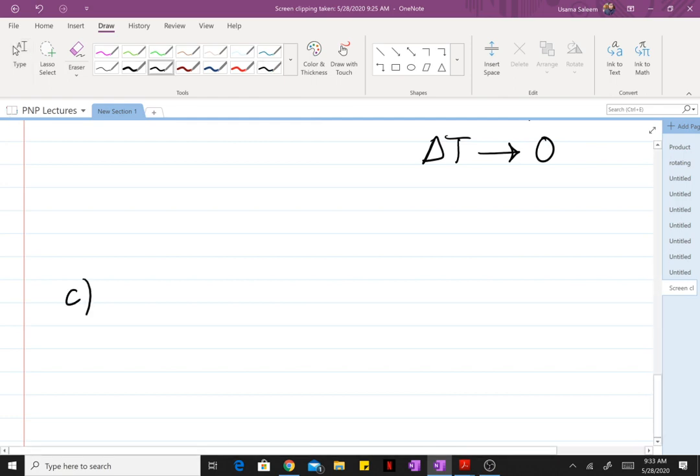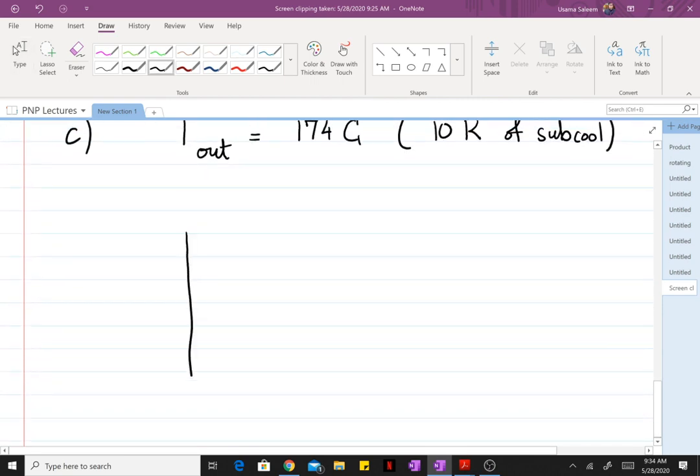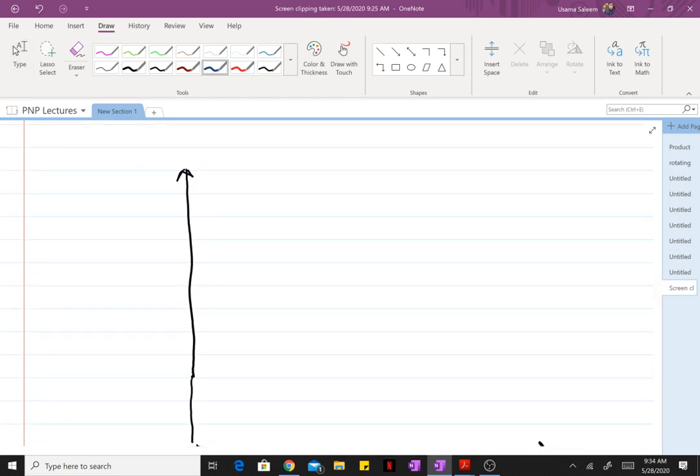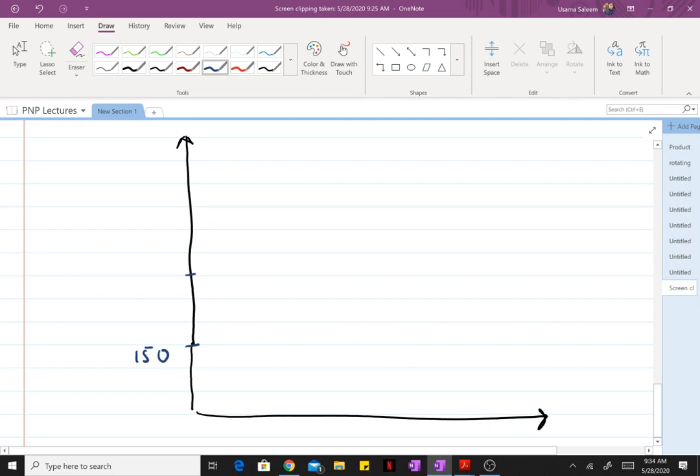Now I'm going to find the area of this heat exchanger for an outlet condition. Let's say our T hot is coming out at, our steam exits the heat exchanger at 174 degrees Celsius, which is 10 Kelvin or 10 degrees of subcool in our case. Okay, now if I were to draw a temperature enthalpy diagram for this problem, I have my cold stream that needs to be heated from 150 to 180, temperature versus enthalpy.